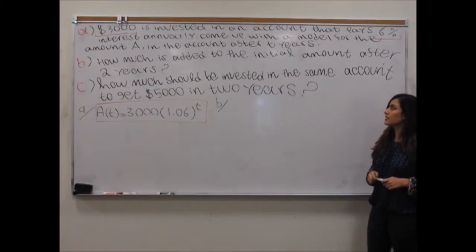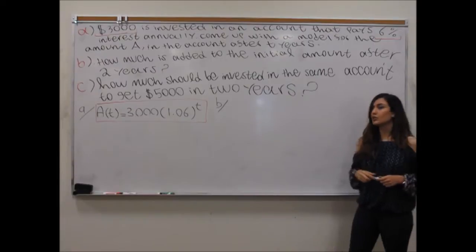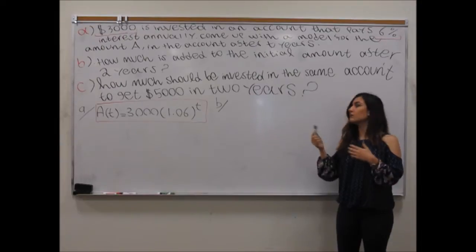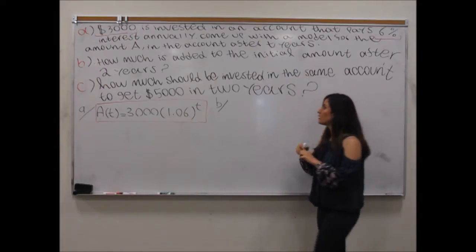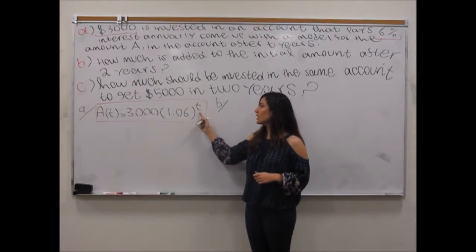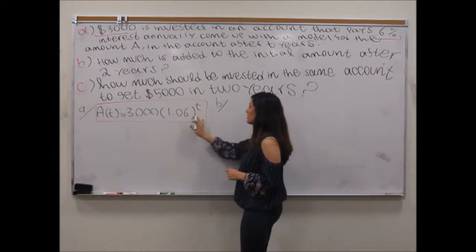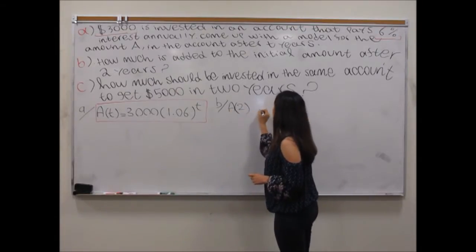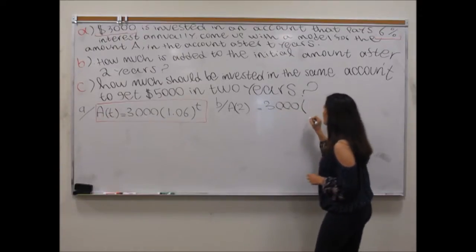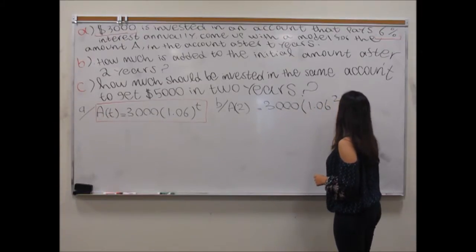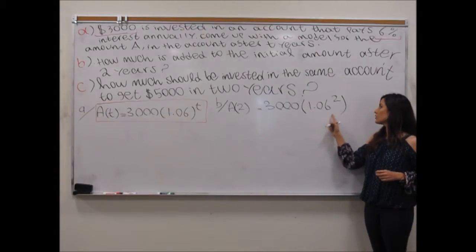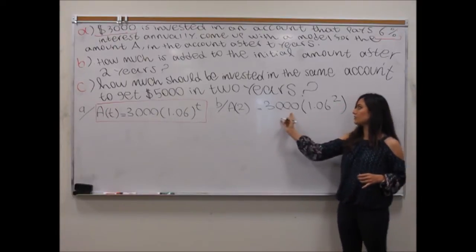Okay. Part B is asking how much is added to the account to the initial amount after 2 years. So what I have to do is to find how much is in the account after 2 years, and then we'll figure out how much is added to the initial amount. So after 2 years, all I have to do is just plug in 2 for T in this formula. So the amount after 2 years is 3,000 times 1.06 to the second power. And remember to do the order of operations correctly. So 1.06 to the second power, and then whatever you get times this number.